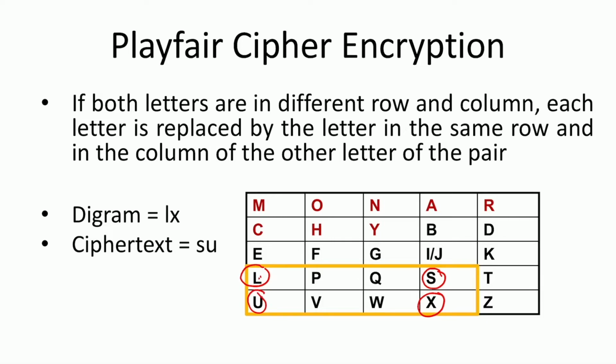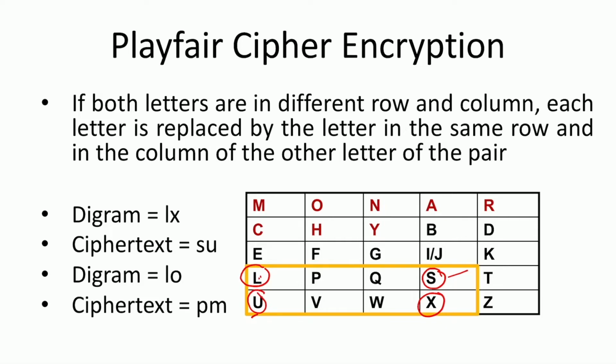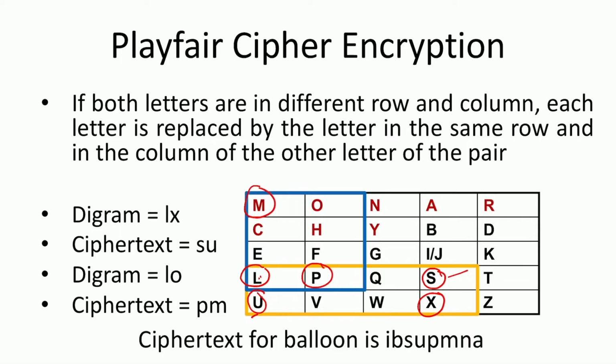So our ciphertext will be SU. Similarly, the diagram LO will be encrypted to PM. The resulting ciphertext for balloon is therefore IB, SU, PM, and NA.